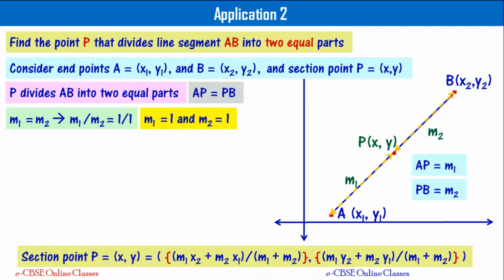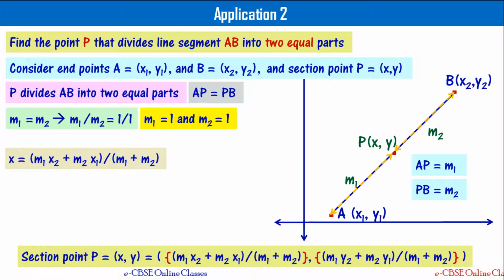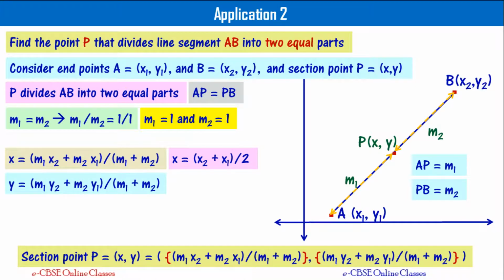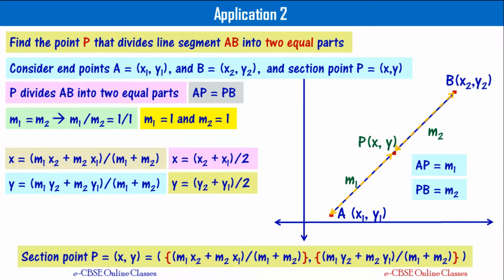And we know that section point can be computed using this formula. X component can be written as m1 x2 plus m2 x1 divided by m1 plus m2, right? Let's substitute values of m1 equal to m2 equal to 1 in this equation to write x equal to x2 plus x1 divided by 2. Similarly, y component of section point can be written as m1 y2 plus m2 y1 divided by m1 plus m2. Let's substitute values of m1 and m2, that is equal to 1 in this equation to get y equal to y2 plus y1 divided by 2.